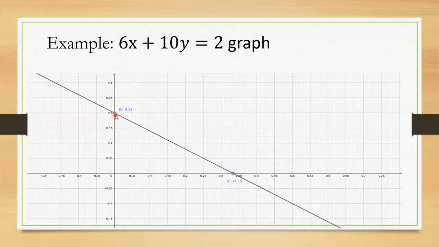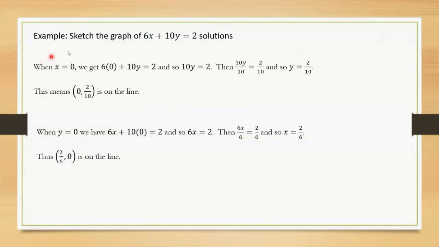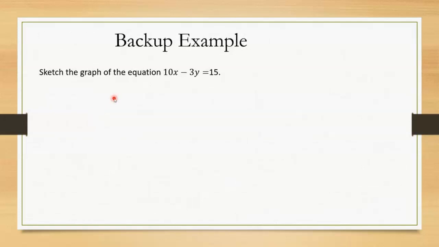You could even see that if I gave you just the points here. Because I go from one point to another. If I go from this point to this point, that is, as x is increasing from 0 to something positive, 2 over 6, y is decreasing. That's just something I wanted to point out. Really hope that makes sense. But let's do a backup run.